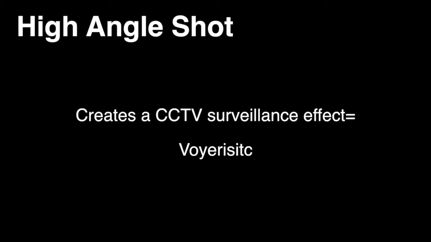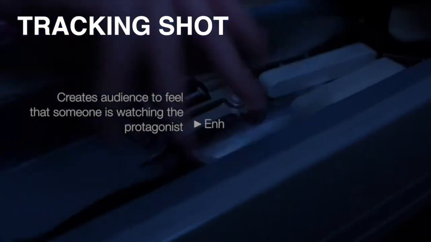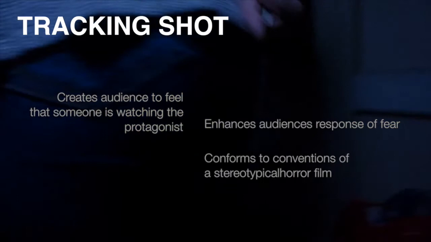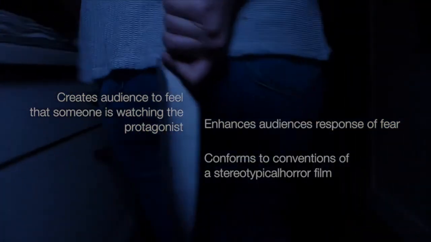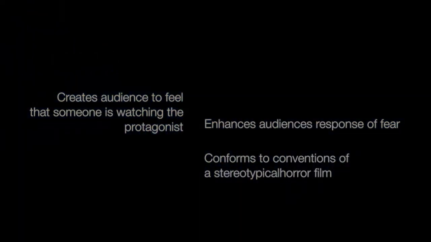We used various camera angles and shots in our film, ranging from POV shots to tracking shots to extreme close-ups to wide shots. A high-angle shot was used to make her seem weaker and him more dominant. It creates a CCTV surveillance effect, which is quite voyeuristic. Finally, another significant shot is the tracking shot of the protagonist in the kitchen. This shot makes the audience feel as if someone is following the protagonist, enhancing their response of fear and conforming to the conventions of a stereotypical horror film.